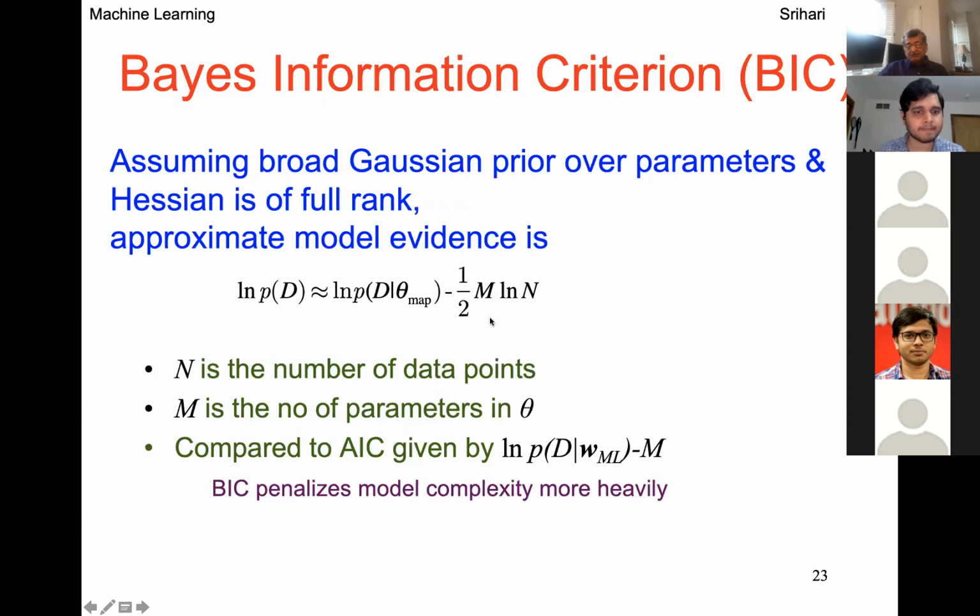This is saying, we are now evaluating one model. And it says the log probability assigned to the data by the model is given by the probability assigned by the value of the parameters that is most likely. And then there is an interesting term, 1/2 M log N. M is the number of features that you're dealing with. N is the number of data points that you have. M is the number of parameters in theta.